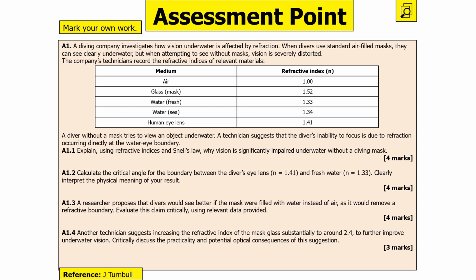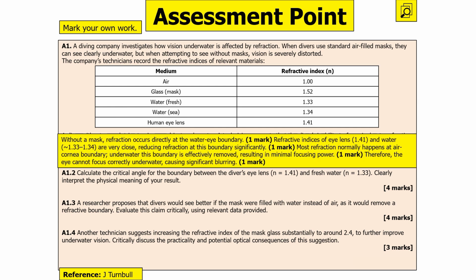Okay, in this first one, without a mask, refraction occurs directly at the water-eye boundary. The refractive indices of the eye lens and the water are very close, reducing refraction at this boundary significantly. Now, most refraction normally happens at the air-lens boundary, so underwater this boundary is effectively removed, resulting in minimal focusing power. Therefore, the eye cannot focus correctly underwater, so it causes significant blurring.